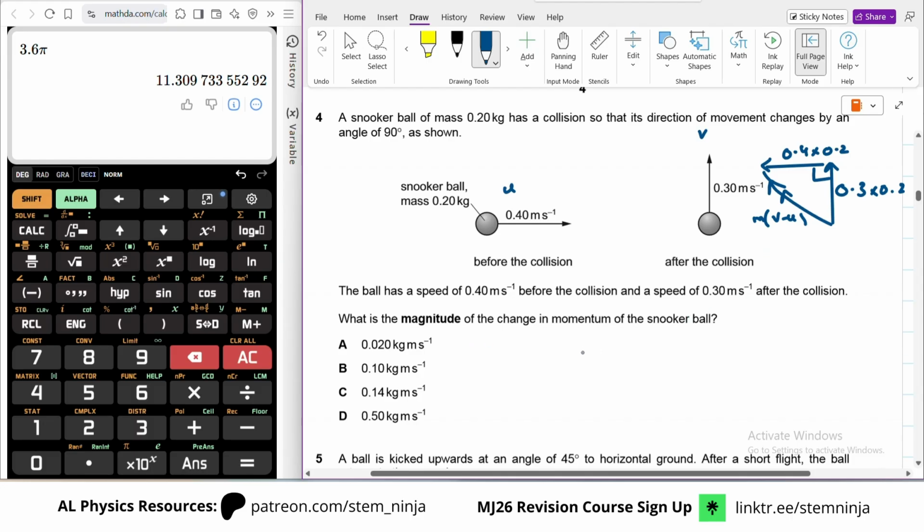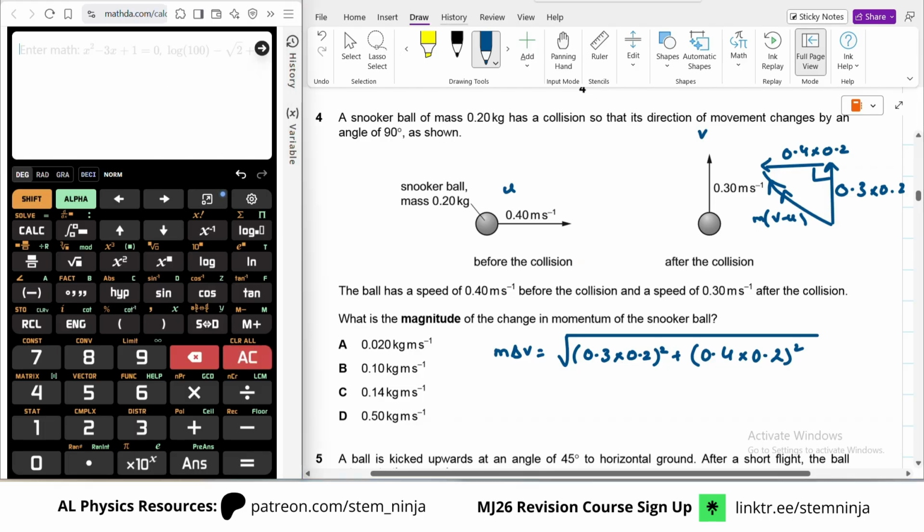So if we want to find the magnitude of change, we can do the square root of 0.3 times by 0.2 whole squared plus 0.4 times by 0.2 whole squared. This will be your net change in momentum. So let's calculate. So 0.3 times by 0.2 squared plus 0.4 times by 0.2 squared, square rooted, that is 0.1.